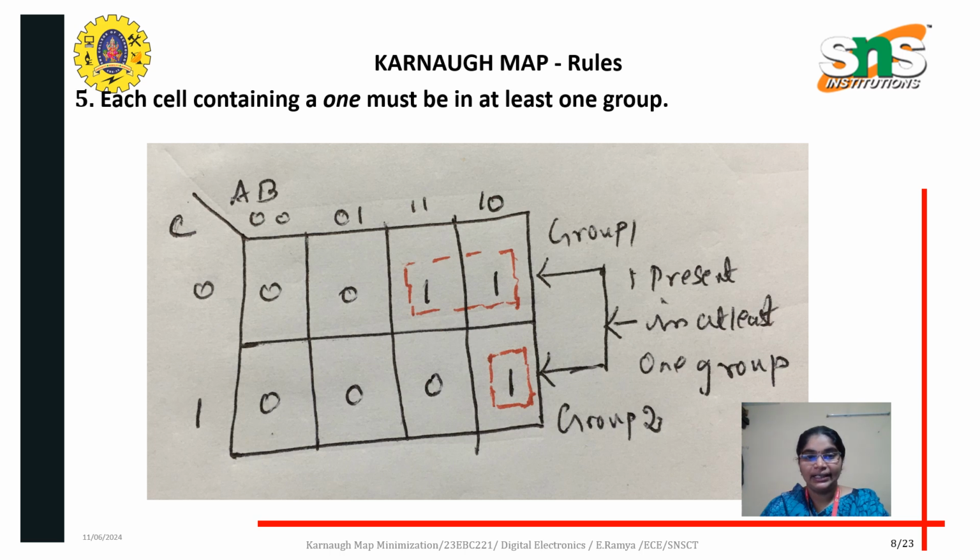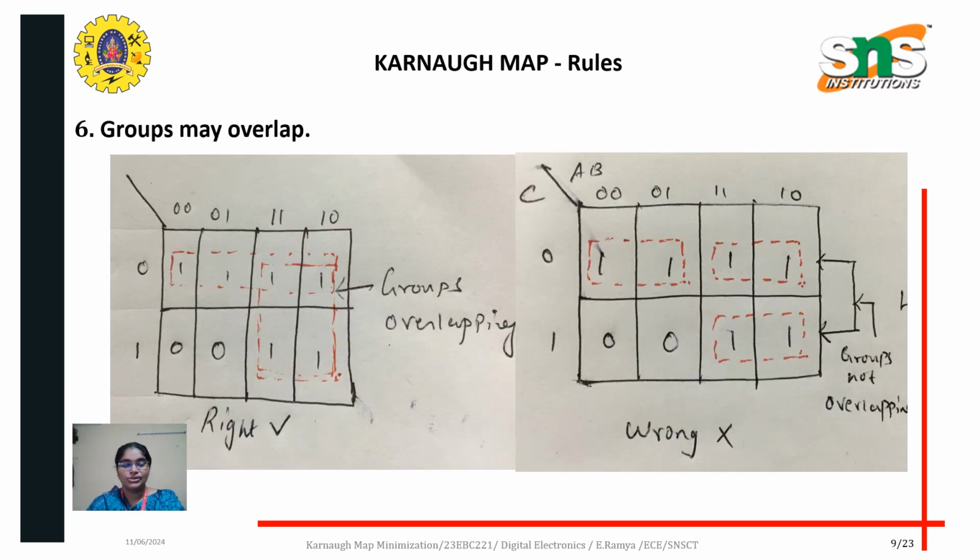Each cell containing a 1 must be in at least one group. Next one is that groups may overlap.